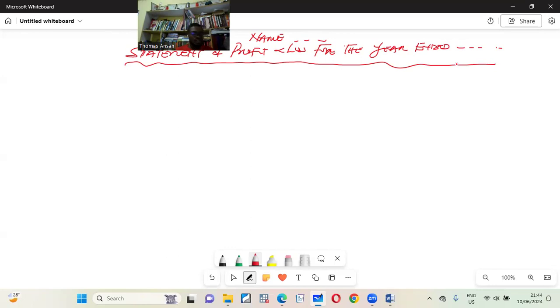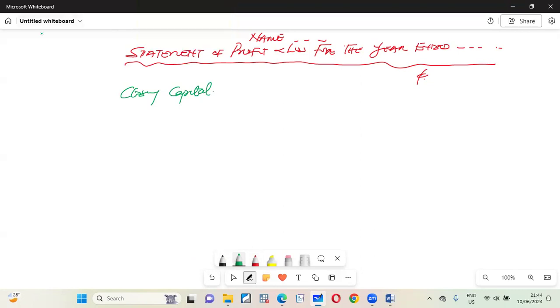So how do we do it? This is how I'm going to do it. Instead of starting from opening capital plus profit minus drawings plus addition, I'm going to start with the closing. This is how it's going to look. So we start with our closing capital, which is the capital for the current year, don't forget. So we put it there.